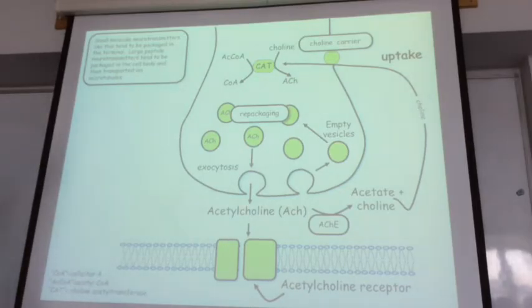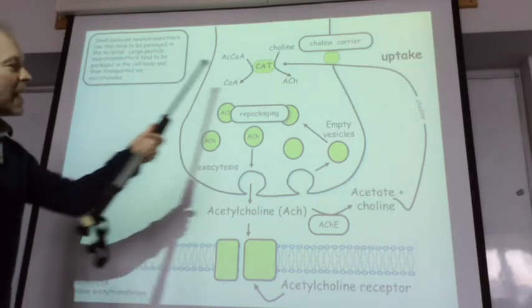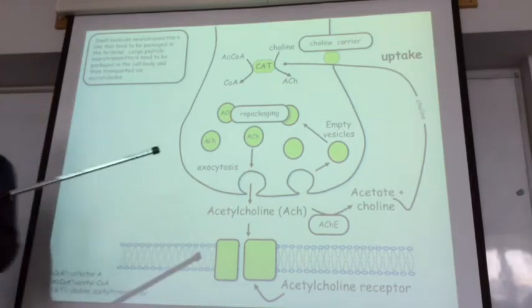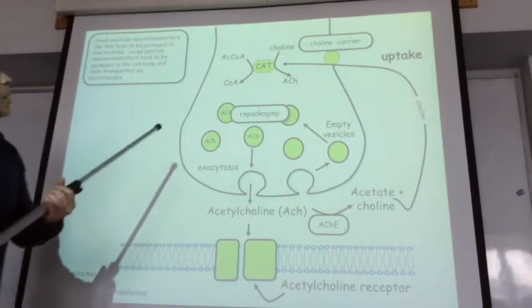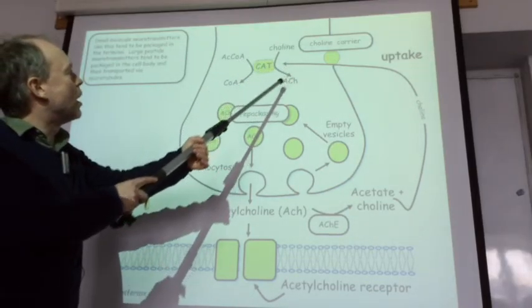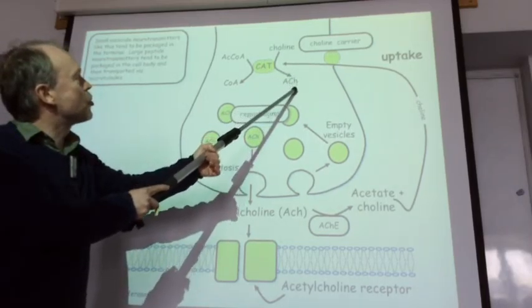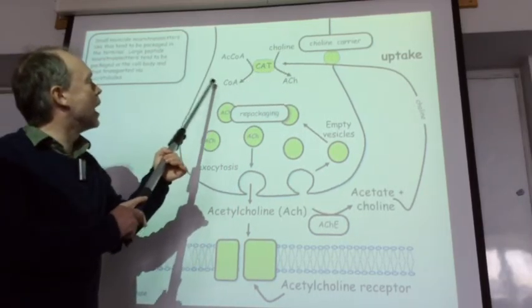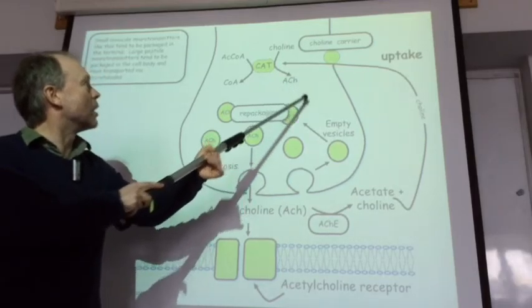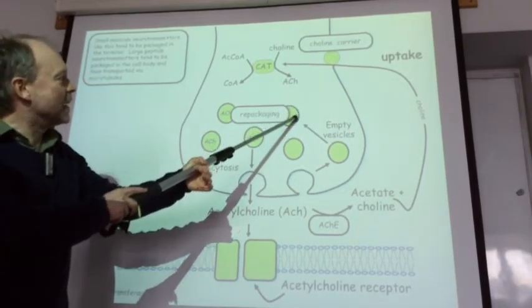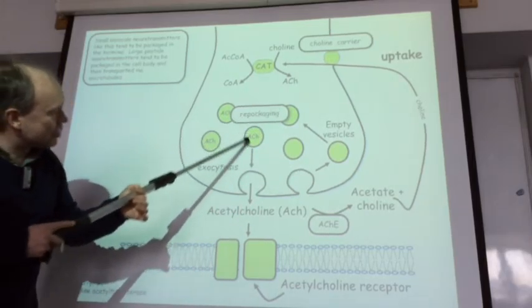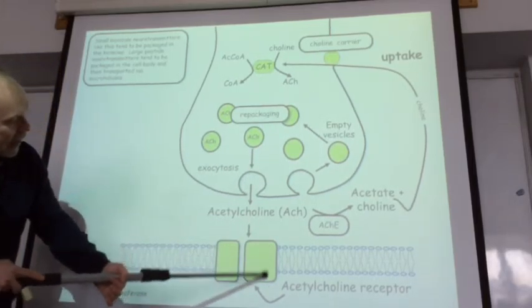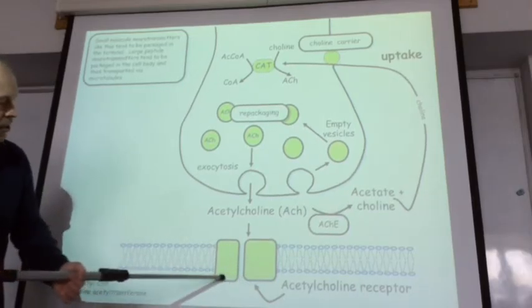Which is the same sort of synapse as you would see in a neuromuscular junction, because I thought you might have already seen this one. Basically, you have a system where the neurotransmitter is created from choline and CoA to make acetylcholine. It's packaged into vesicles and released. It acts on a postsynaptic receptor, and here it's a nicotinic acetylcholine receptor.